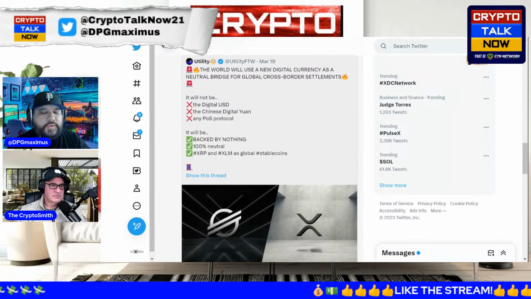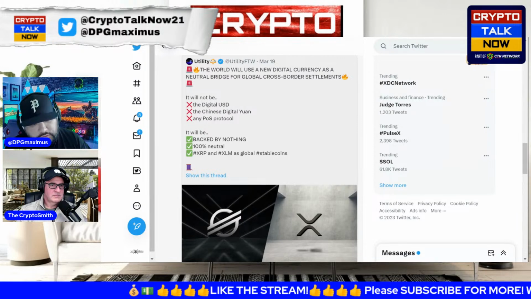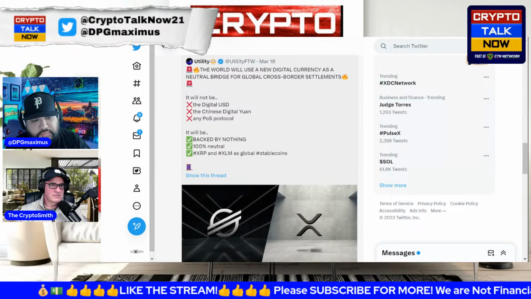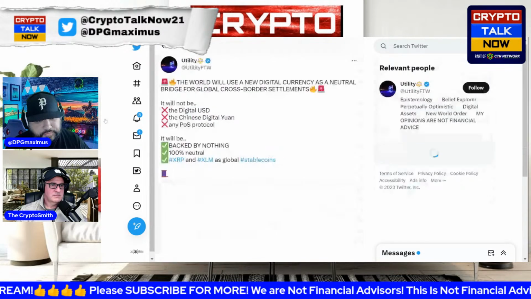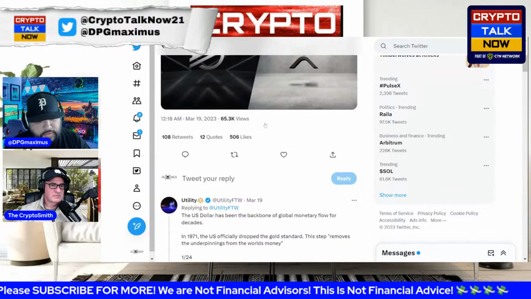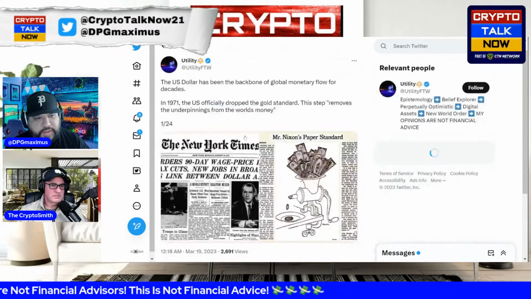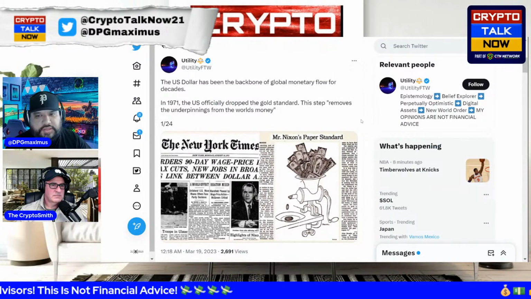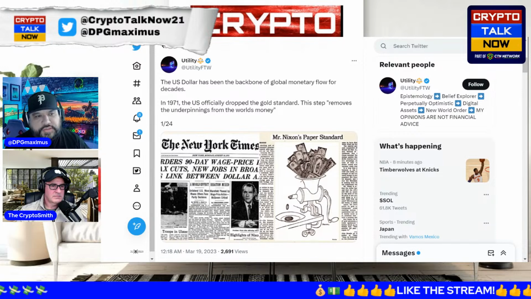Now, I don't agree with that. To me, it will be backed by something. It's going to be backed by gold, 100% neutral. It says XRP and XLM as global stablecoins. Now I'm going to pull this up for you guys. And if anything, there are people that responded to this. You take a blast back to history. I teach history, I teach other particular subjects, as a teacher.